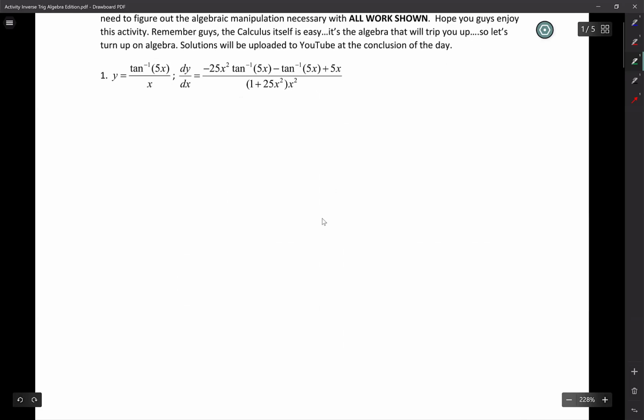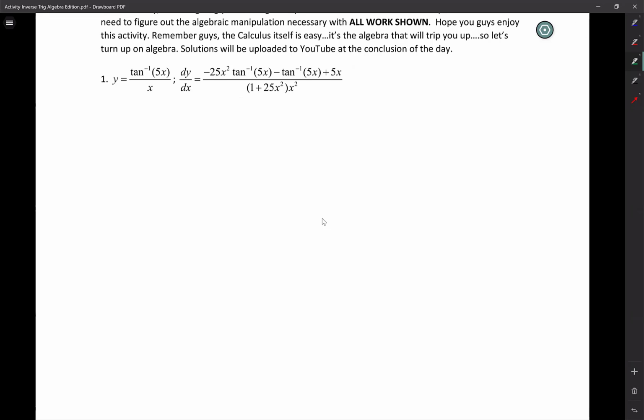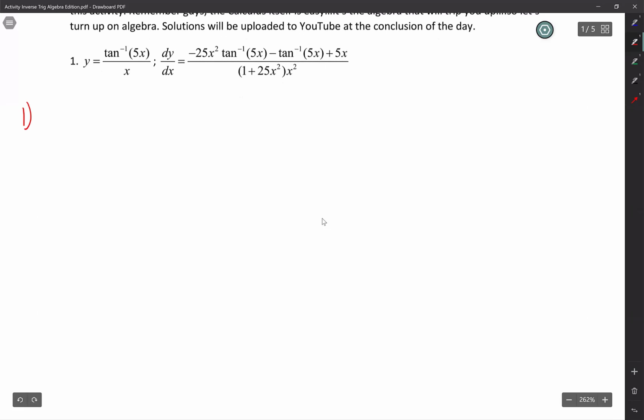Did you guys get number 1? Yes, I was just able to get it. All right, let's see. Did it require a lot of algebra? Probably not. Not really. I don't think so. All right, let's see. What rule do I got to use for number 1? Starts with letter Q. Yep, quotient rule. Hey, I thought you weren't going to listen to this. Godinez is so funny, guys.